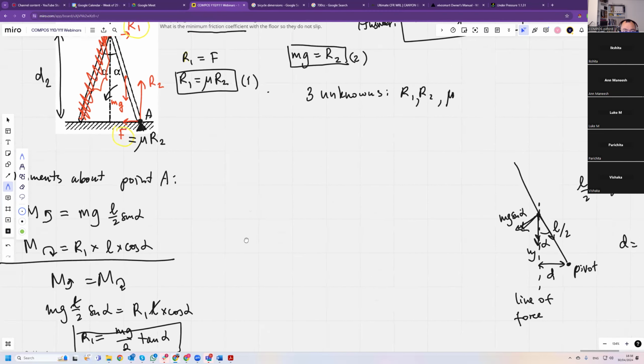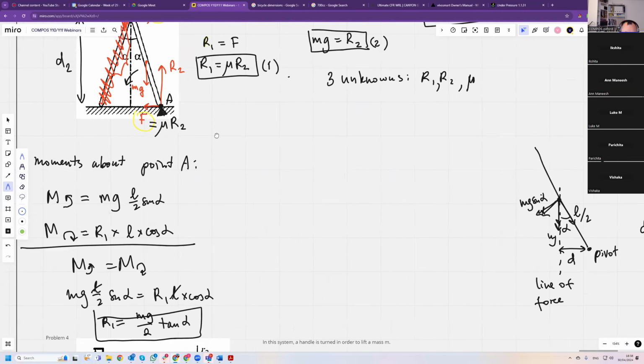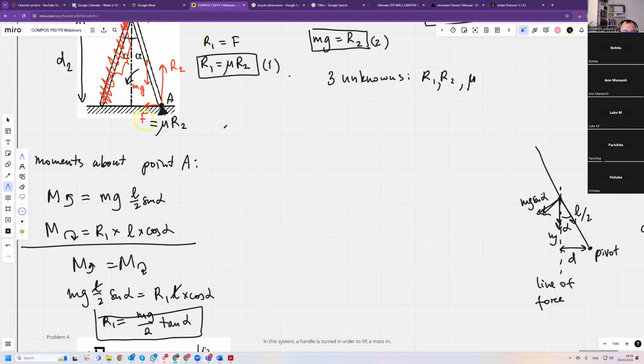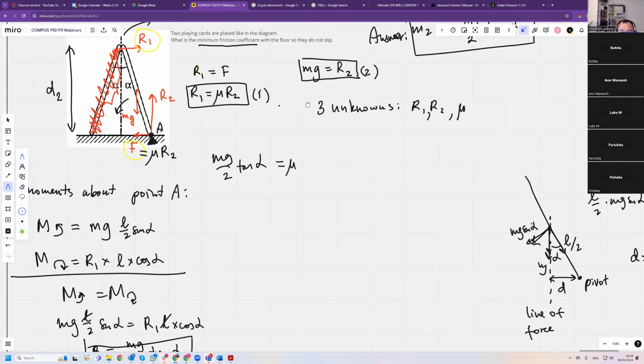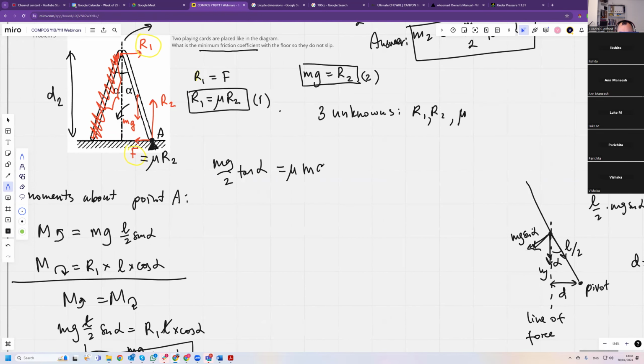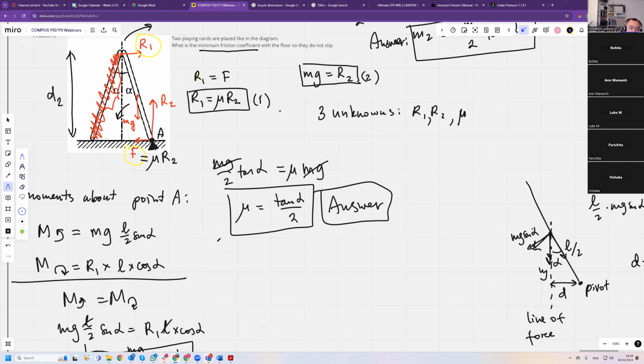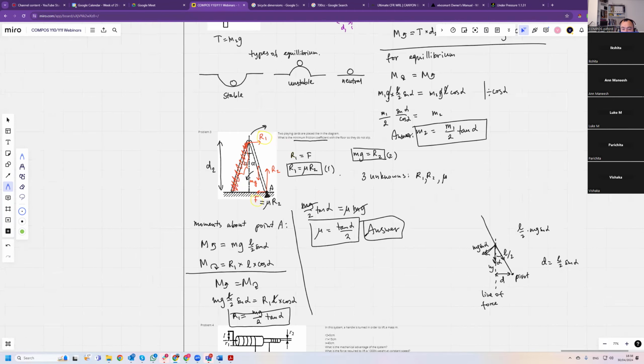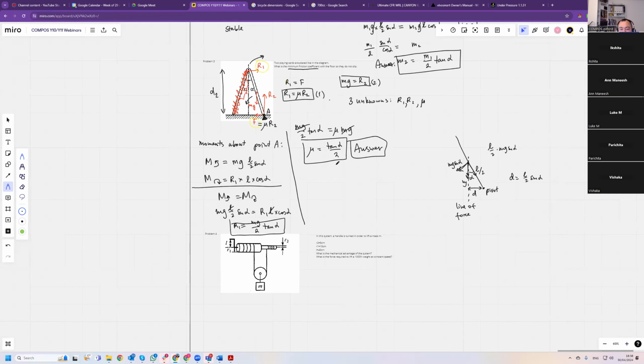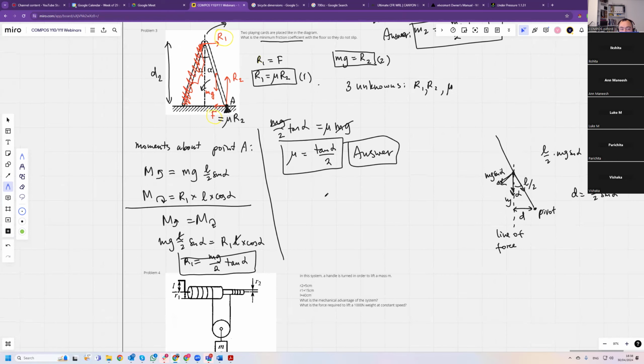All right, we found R1. That's useful. So R1 mg over 2 tan alpha equals mu multiplied by R2, and R2 is equal to mg, as you can see. Mg cancels, and mu is equal to tan alpha over 2. That's the answer. It does not contain the mass, as you can see. Mu is tan alpha over 2.